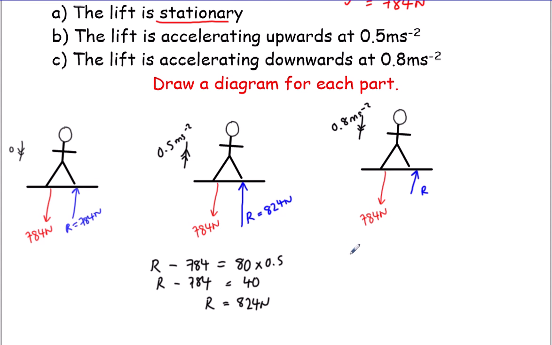And again, now, what I'm going to do, I'm going to take the direction of acceleration to be positive every time. So it's different to the one before. So in part B, we said up was positive. In part C, we're going to say down is positive. It just makes the maths a little bit easier with less negatives.